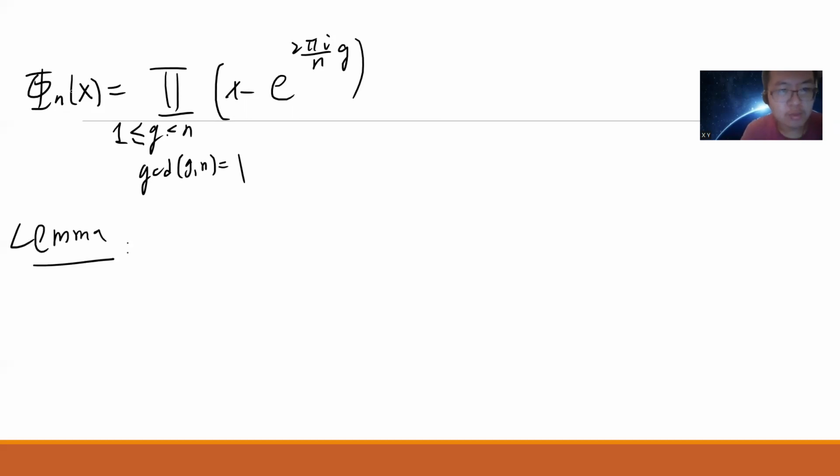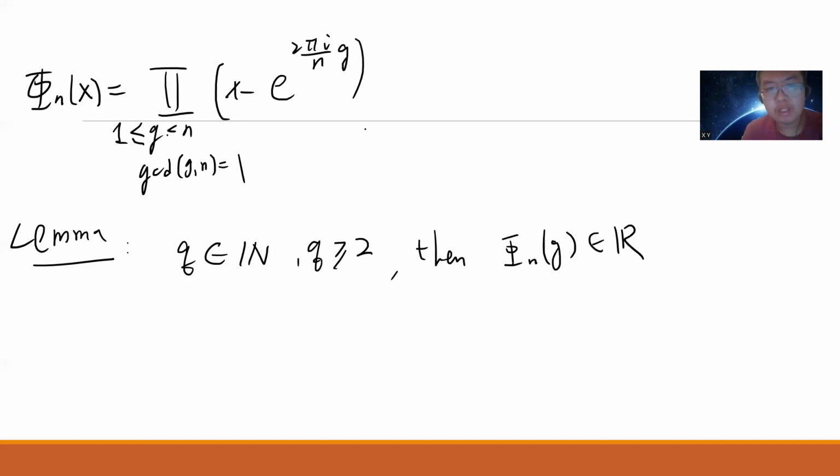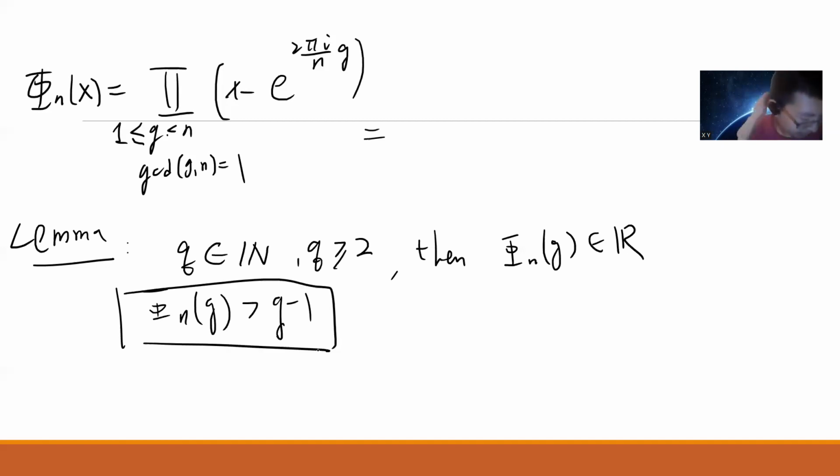So if we take q to be a positive integer greater or equal to 2, then obviously Φ_n(q) is a real number, because this polynomial has integer coefficients, and the absolute value of Φ_n(q) will be greater than or equal to q minus 1. Okay, this is what we need to use.